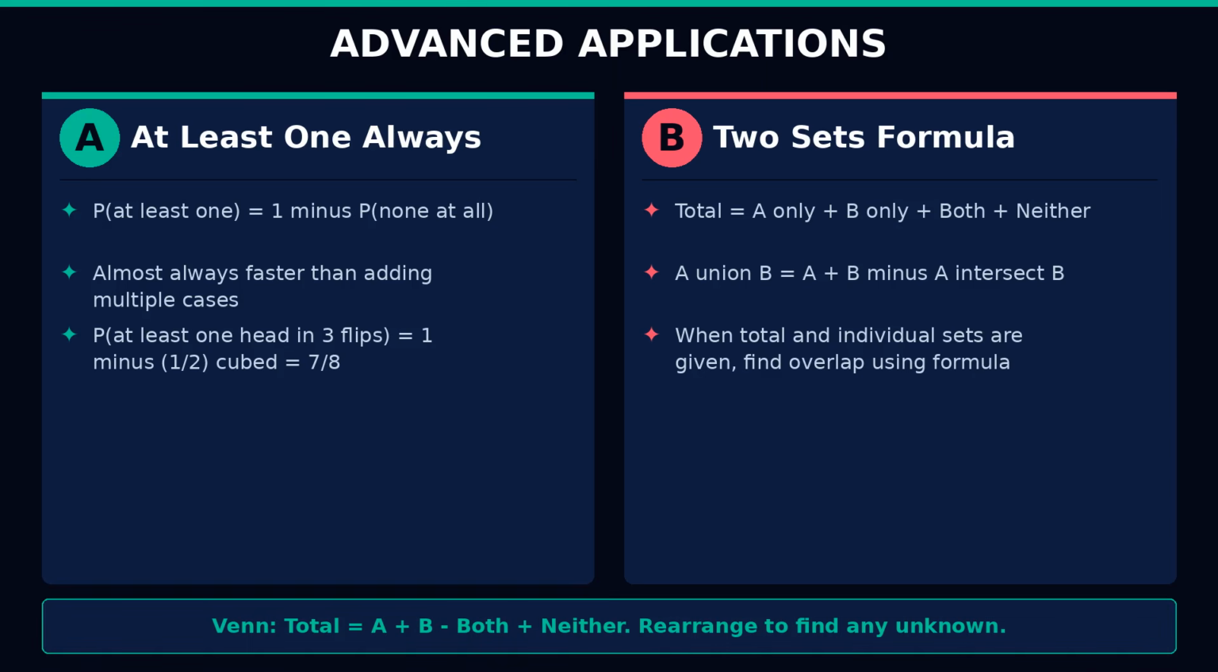Complement method. P(at least one event) equals 1 minus P(none at all). This is almost always faster than the direct method. For at least one head in 3 coin flips, P(no heads) equals probability of all tails equals 1/2 cubed equals 1/8. P(at least one head) equals 1 minus 1/8 equals 7/8. For at least one of a specific outcome in multiple independent trials, P(none) equals the product of individual probabilities of the opposite outcome. Subtract from 1.